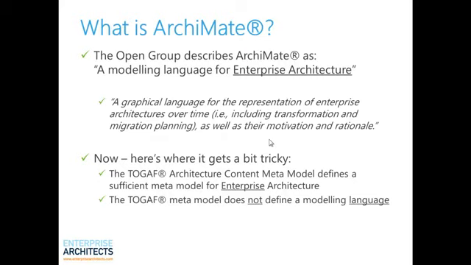The Open Group describes Archimate as a modeling language for enterprise architecture. They use the descriptive term a graphical language. It's a graphical language for the representation of enterprise architectures over time, including transformation and migration planning. And if you're familiar with TOGAF, you know that they're referring to opportunities and solutions in migration planning phases E and F in the architecture development method, as well as motivation and rationale. So there's some significance to these words that the Open Group is using.